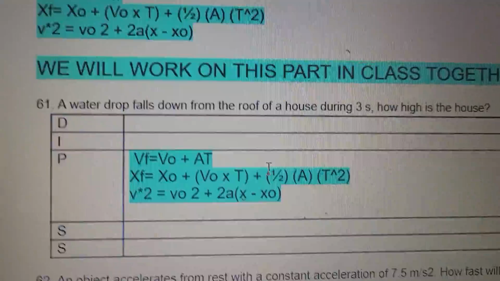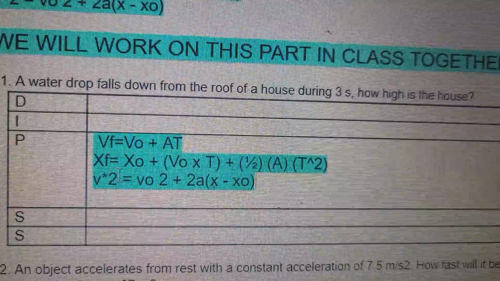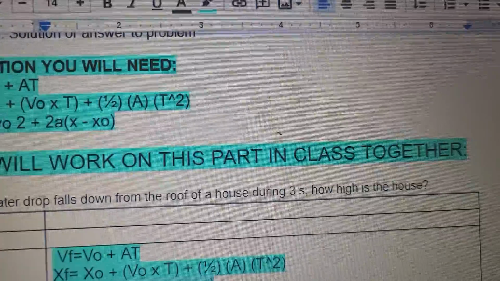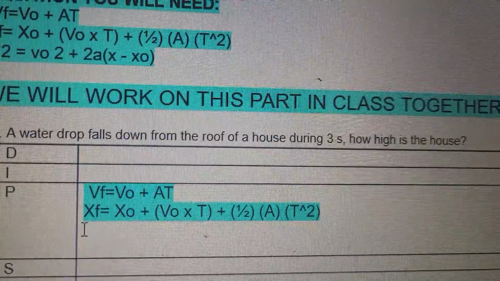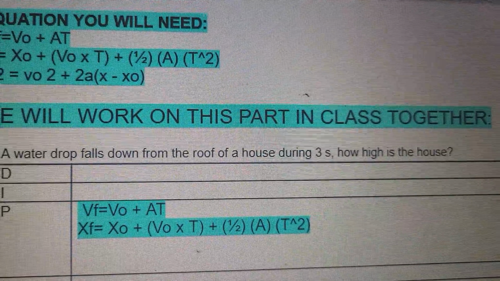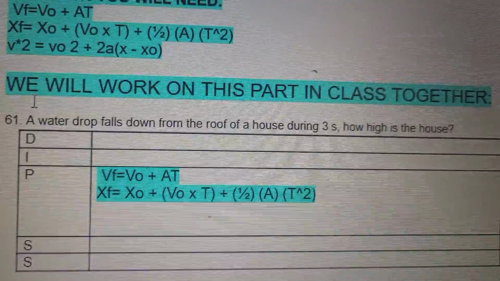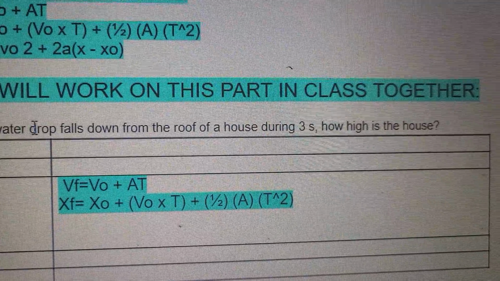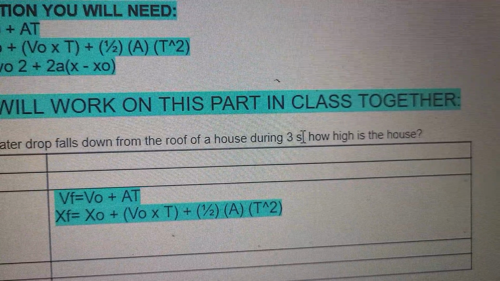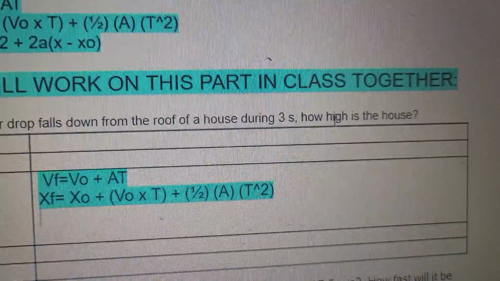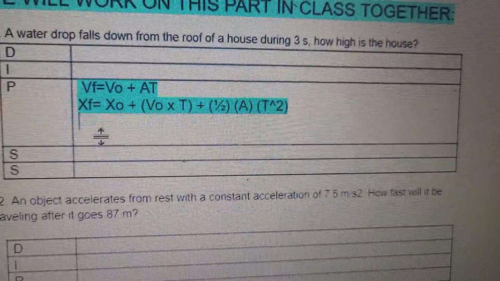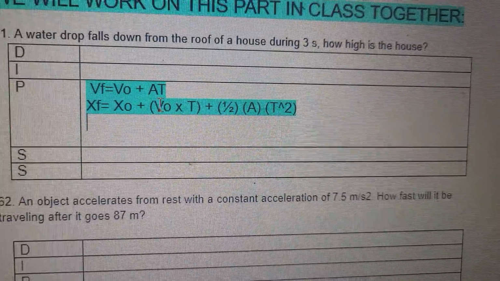So what can I eliminate? Which equation can I eliminate that would not work? The last one. Okay, I'm glad I'm hearing that. The last one is going to go because it has nothing to do with time. Let me keep going. Let's read it again since we eliminated one because of time. A water drop falls down from the roof of the house during 3 seconds. How high is the house? Based on the facts given to me, which equation might not work? Process of elimination.